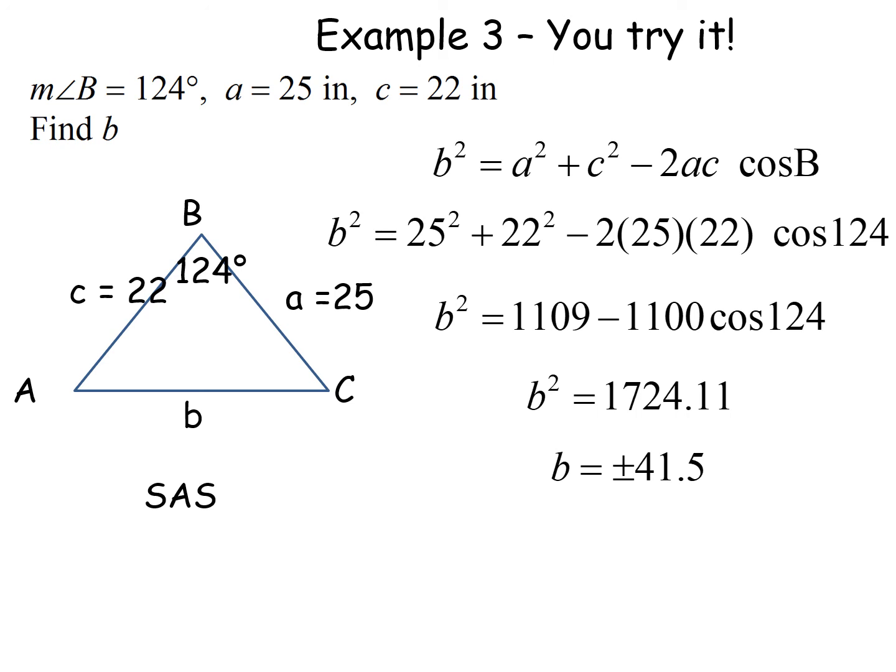Make sure you show me that you understand that a quadratic equation has two answers, but you are taking the negative answer and discarding it because it doesn't make any sense in the context of this problem. So now you know that side b is 41.5. So if you have any questions, please let me know.